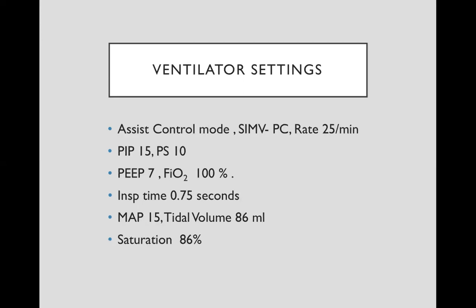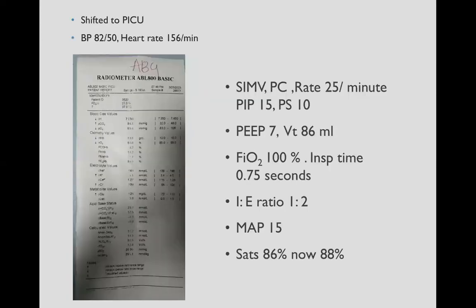So the child was put on SIMV pressure support, pressure control, rate of 25 per minute, PIP 15, pressure support 10, 100% oxygen, PEEP 7, inspiratory time of 0.75, which gives you an IE ratio of something like 1 is to 2.2. MAP is 15, tidal volume is 86, saturations are 86%. This is what our blood gas looks like. The pH is 7.05 and your PCO2 is 88. Oxygen is, I think, 65 or 66.